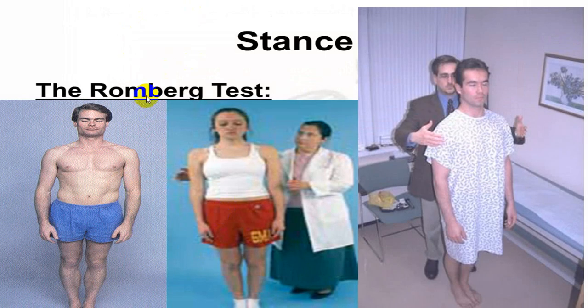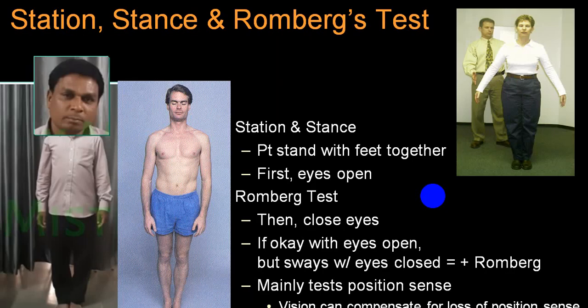While doing a Romberg test, always stand behind the person, to see that the person doesn't fall. And if Romberg test is positive, it is either because of sensory, cerebellum, or vestibular apparatus. Three disorders will produce a positive Romberg test. We'll be discussing in detail.